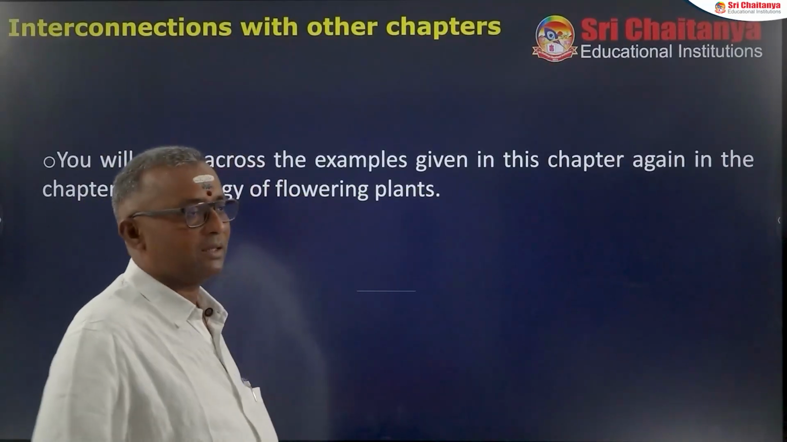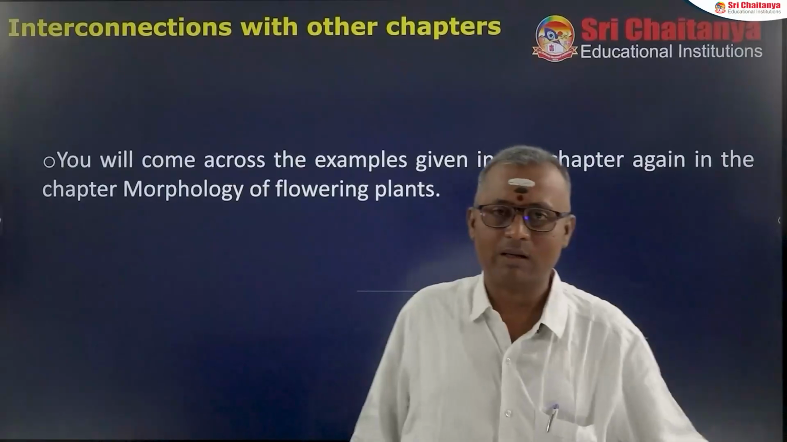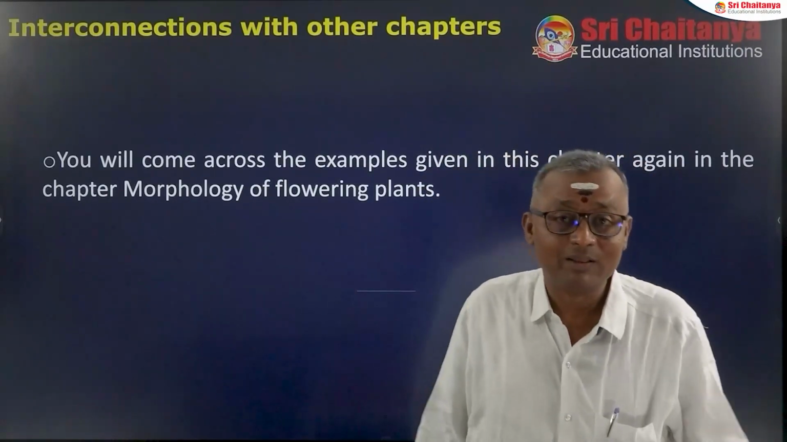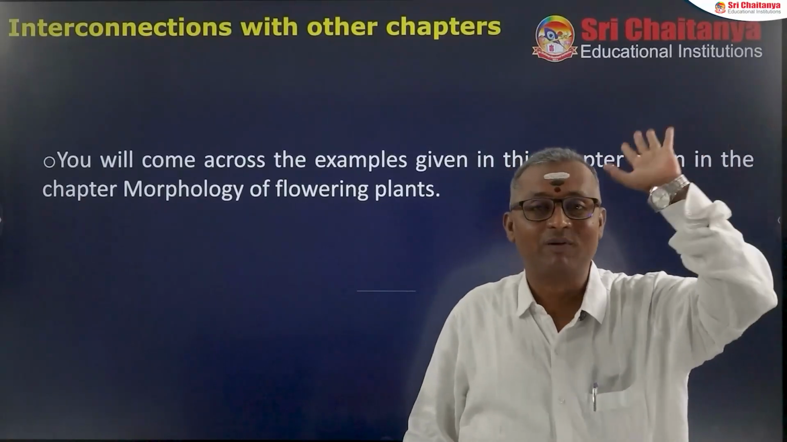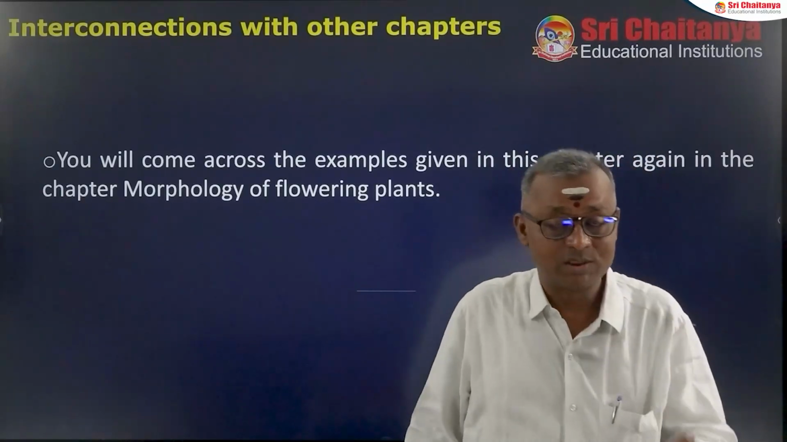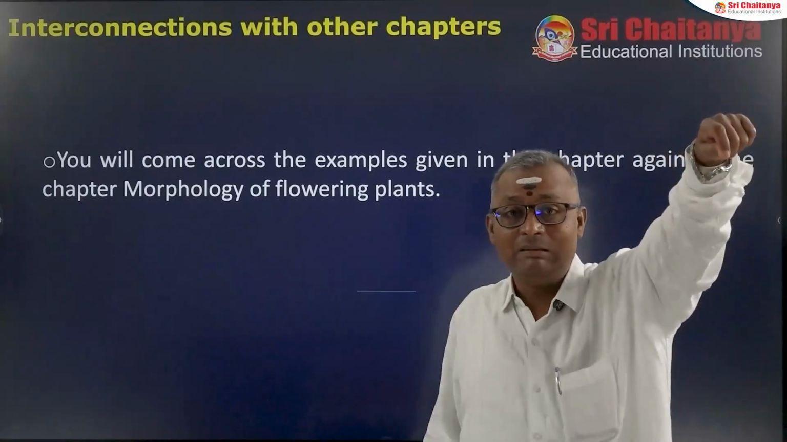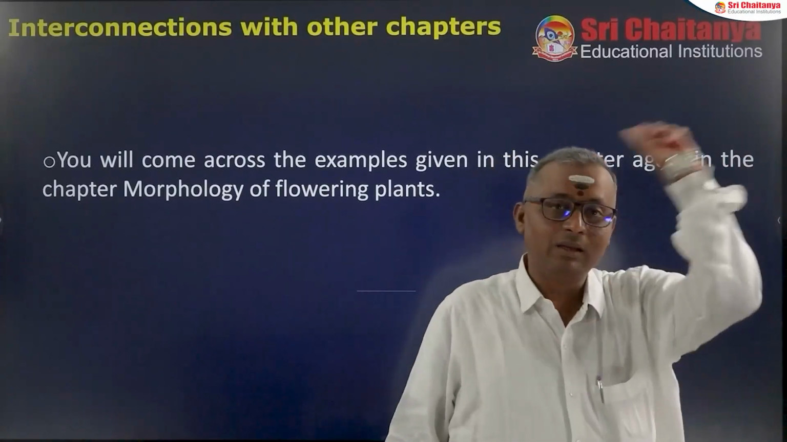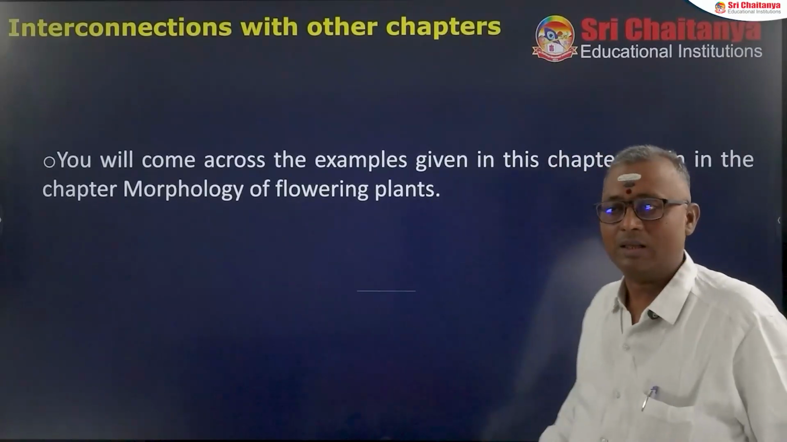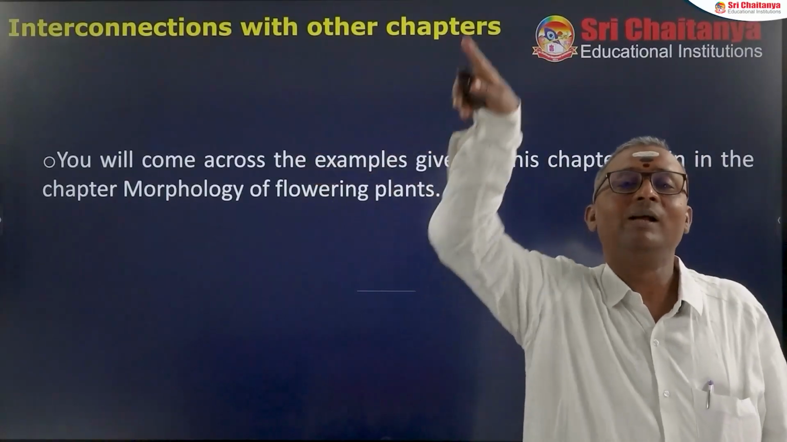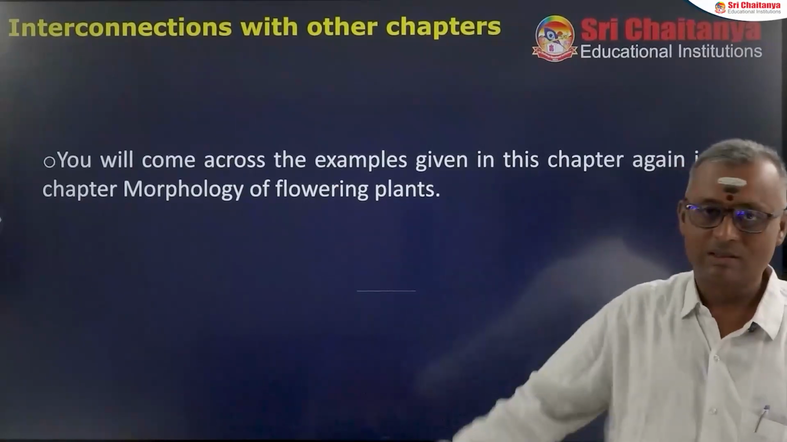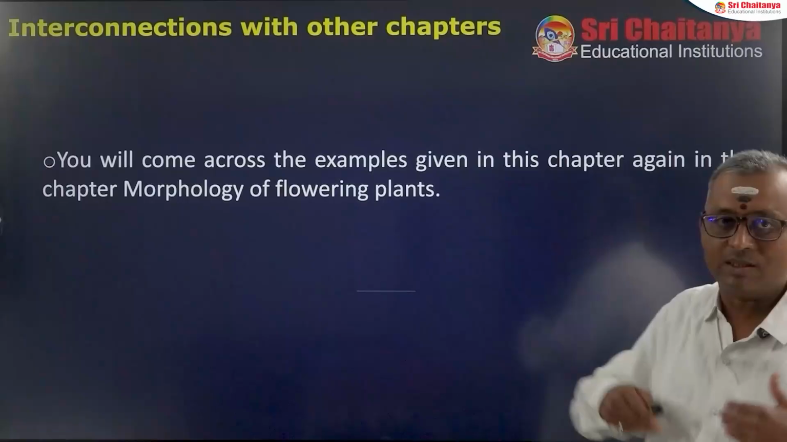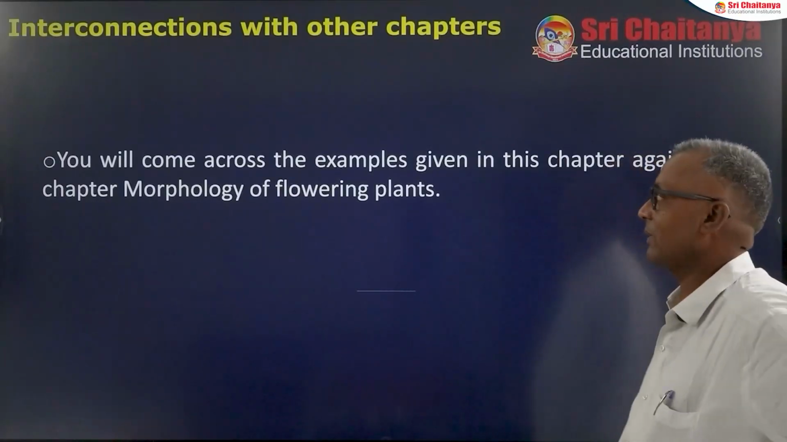Most of the examples, almost all the examples given in this chapter, have interconnection with the examples of morphology of flowering plants. They frame questions in such a way that by asking the characters of a particular plant or animal, they link with this chapter, or they ask you to identify a particular category like genus level or species level or family level. So, this chapter has interconnection with morphology of flowering plants.